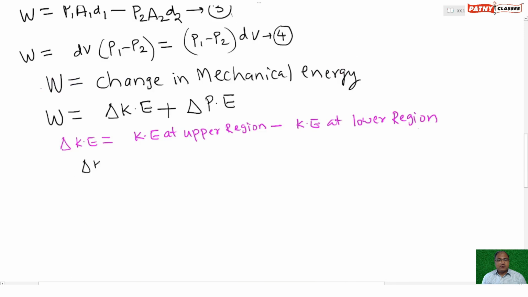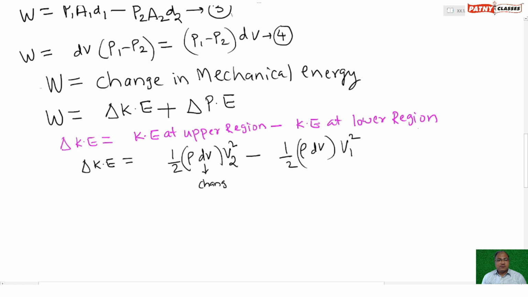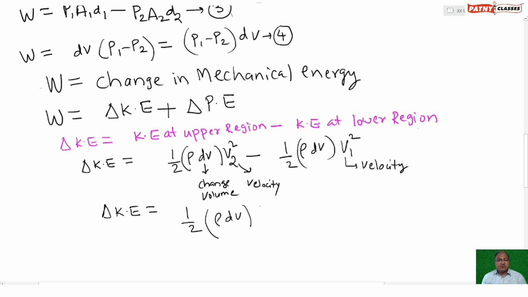Therefore, the change in kinetic energy, delta KE, equals the kinetic energy at the upper region, half rho dV multiplied by v2 square, minus half rho dV multiplied by v1 square. This dV is nothing but the change in volume, and this v is nothing but velocity. Be careful here, both are v, so don't confuse yourself. v1 and v2 are velocities, and dV is nothing but the change in volume. Therefore, the change in kinetic energy equals half rho dV taken common, times v2 square minus v1 square. Call it expression number 5. Now we need to find the change in potential energy.